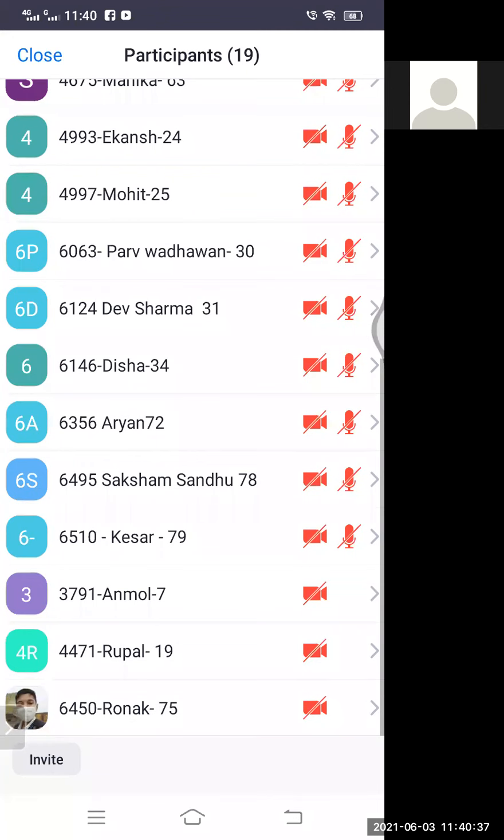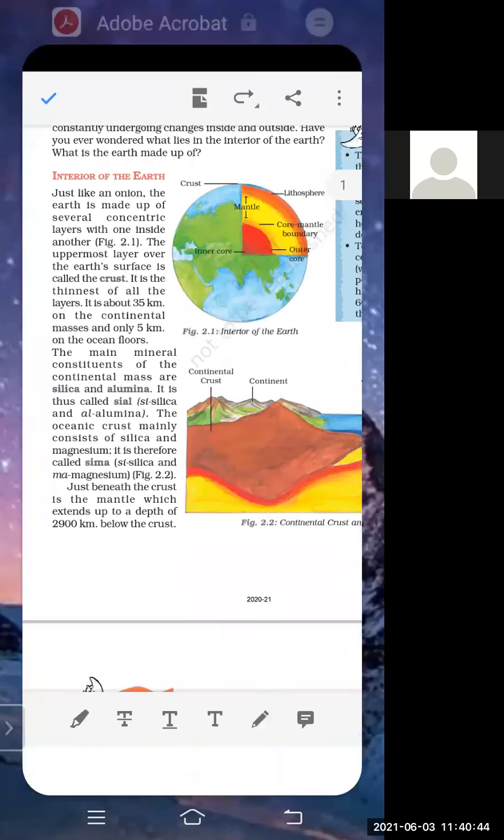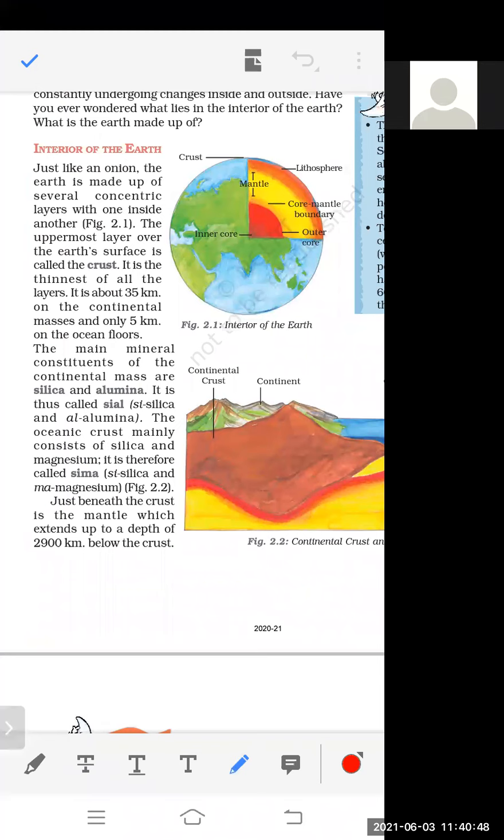What is crust? The crust is the uppermost layer of the earth's surface, but it varies between the ocean and the continents. At the ocean it is about 5 kilometer, and at the continents it is 35 kilometer thick. Now what type of material is found in the crust? Actually, crust is also known as sial.